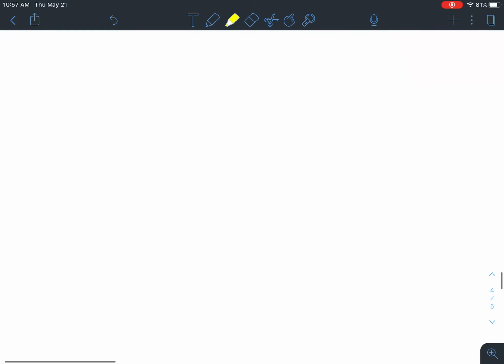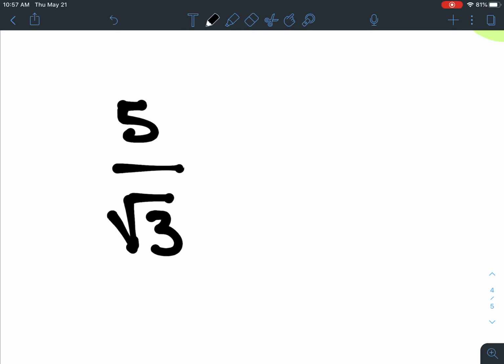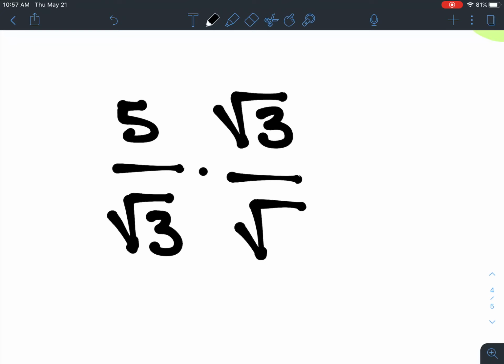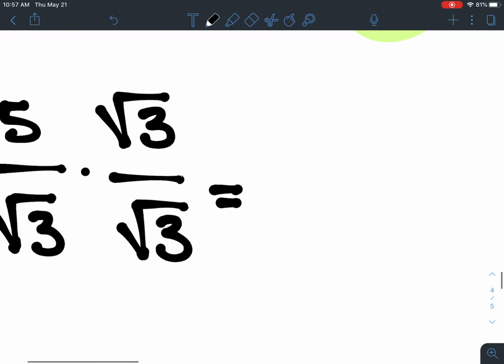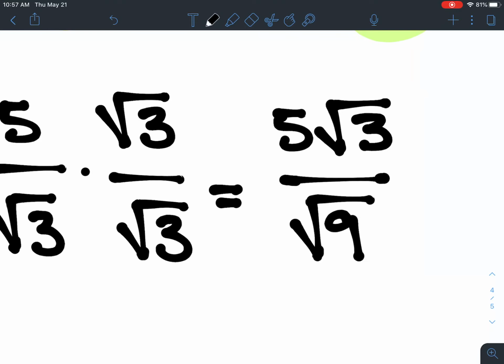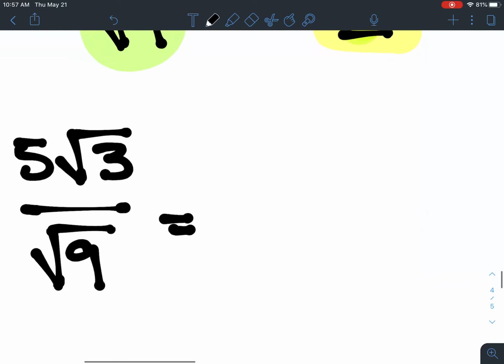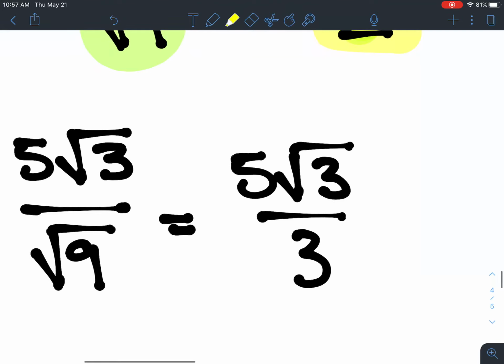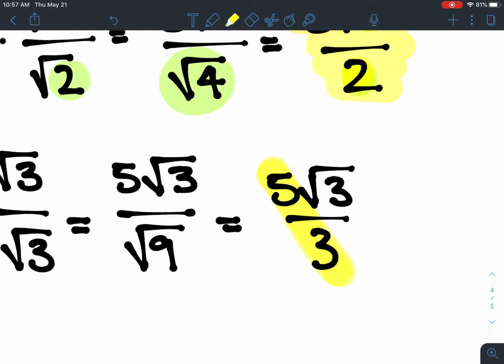Let's try another one. Let's say I have 5 over the square root of 3. Once again, I'm going to multiply by the square root of 3 over the square root of 3. Multiplying straight across, you're going to get 5 times the square root of 3. You can't put those together because one's underneath a radical, one's not. All over the square root of 3 times the square root of 3, which is the square root of 9. The square root of 9 reduces to 3. Because these aren't divisible by the same thing, this whole thing is my final answer.